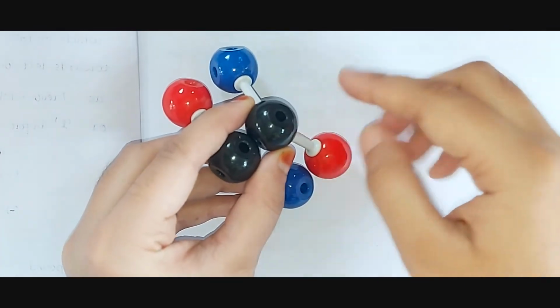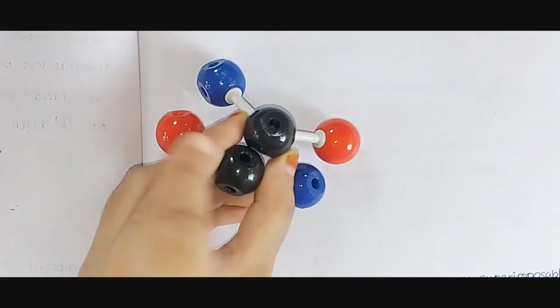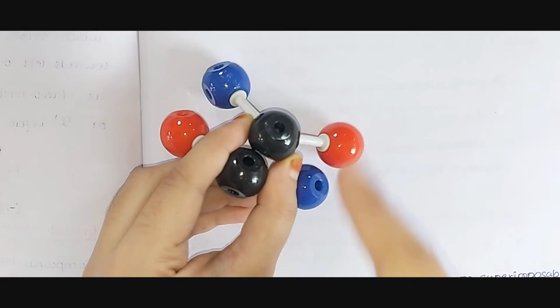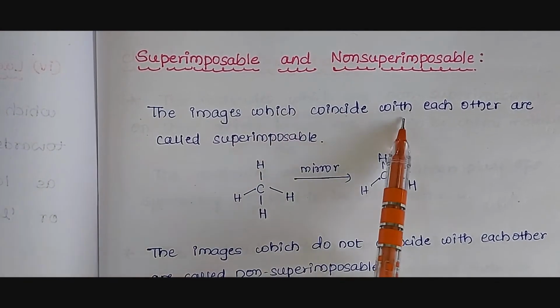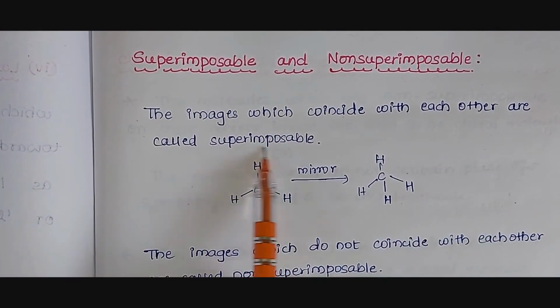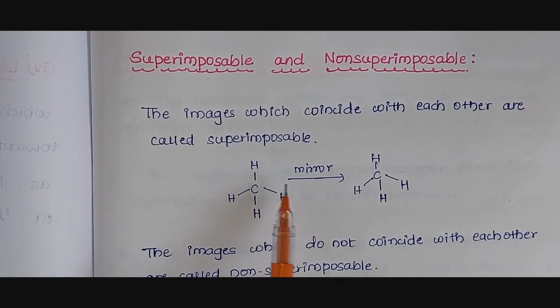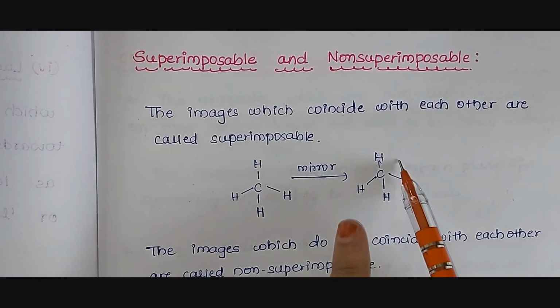But since they are not coinciding with each other, it becomes a non-superimposable mirror image. So such images we call it as what? Non-superimposable. As discussed earlier, the images which coincide with each other are called superimposable. So consider the below example. CH4, you place a mirror, so you will get exactly the same structure.